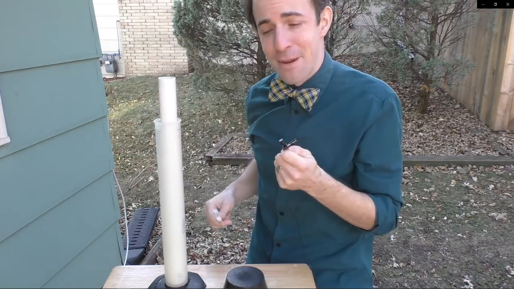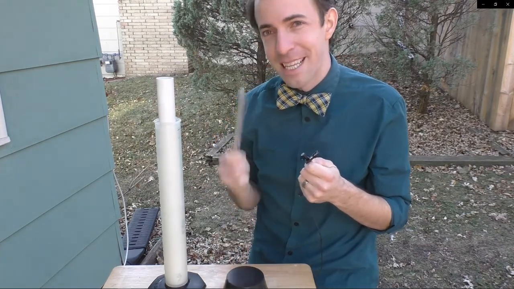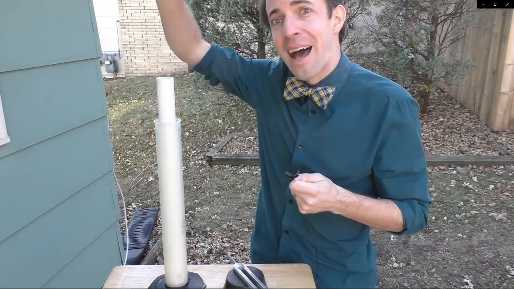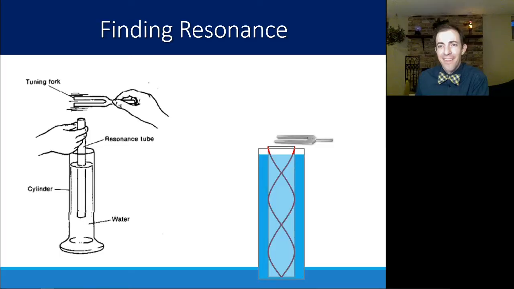So you can find that resonant space. This is the first fundamental frequency for this particular tuning fork. The second resonant position would be a little bit higher up. The third would be higher still. All right, so let's look at what the wave is looking like in this particular example.